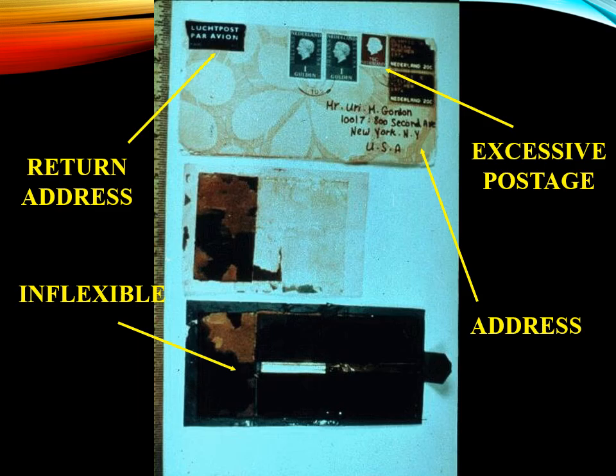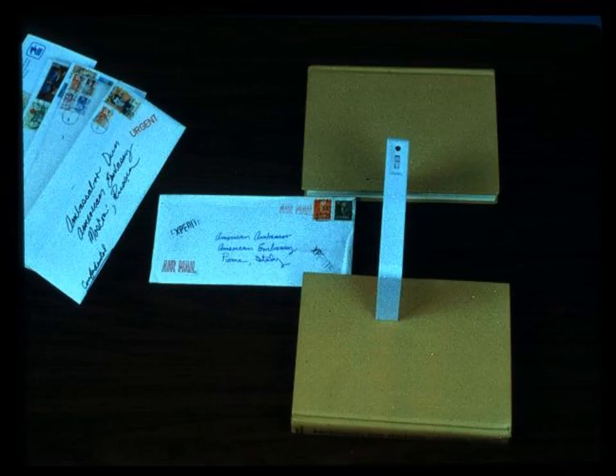Just another example. Return address, stains on the envelope. It's inflexible because it was solid. Excessive postage. Now, a way to deploy protection devices, especially for those letter package bombs that could be containing metal subtype in it.